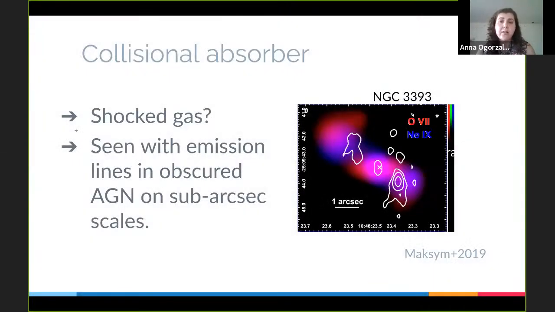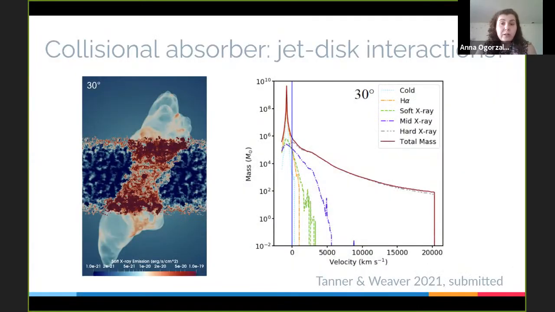The presence of this collisional absorber is interesting, and if found in other sources, will teach us a lot about the physics of these winds. And interestingly, I will mention that in a number of other obscured AGN, where grating observations are not possible, a similar temperature collisionally ionized gas is potentially observed via emission on larger spatial scales. One potential origin of the collisionally ionized component could be the interaction of the jet with the clumpy ISM in the galaxy disk.